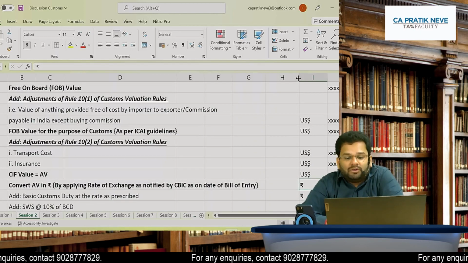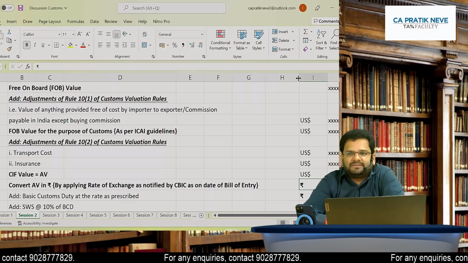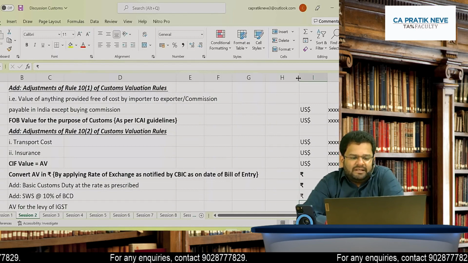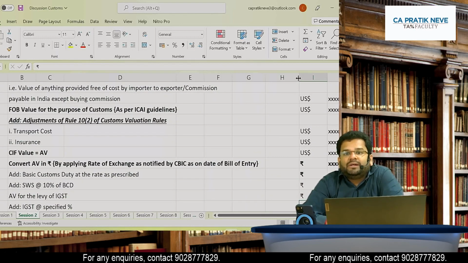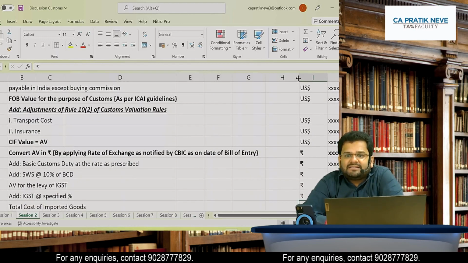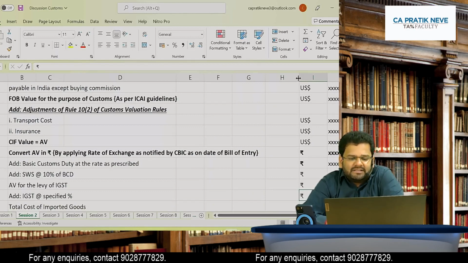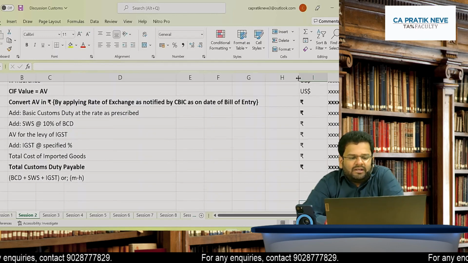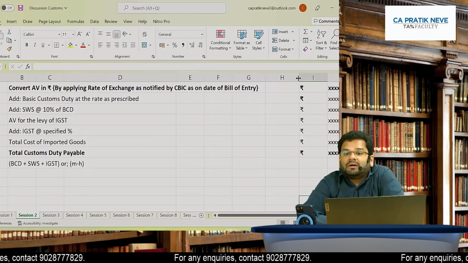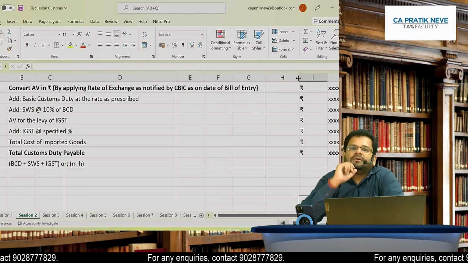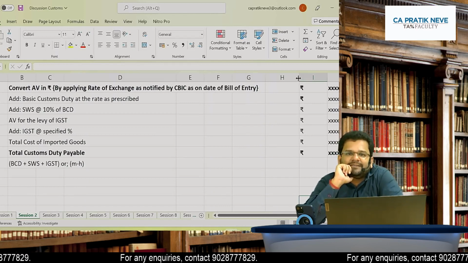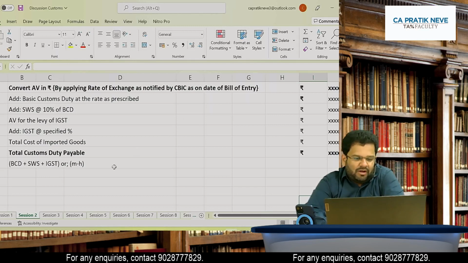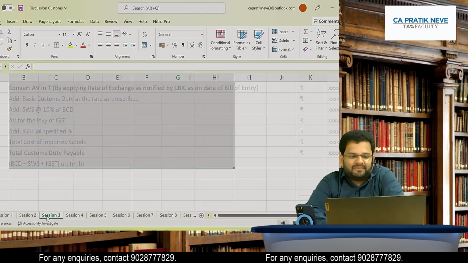You know how to convert CIF in rupees. I should not tell you again. Then you will calculate BCD, SWS. You will get AV for the levy of IGST. You will levy IGST. You will get total cost of imported goods, and accordingly you can find out total customs duties payable. Is that right? Did everyone understand? Did you all understand? Yes.